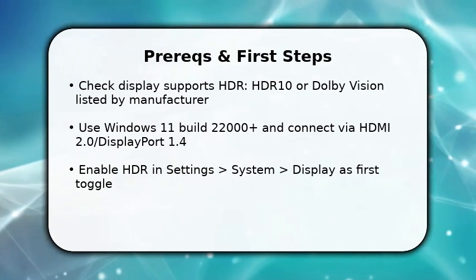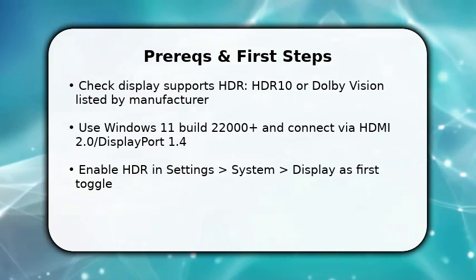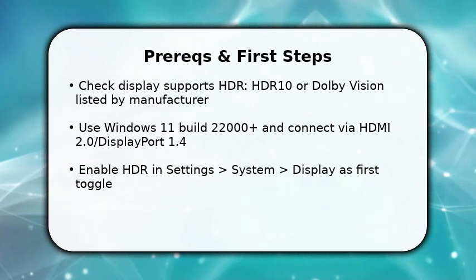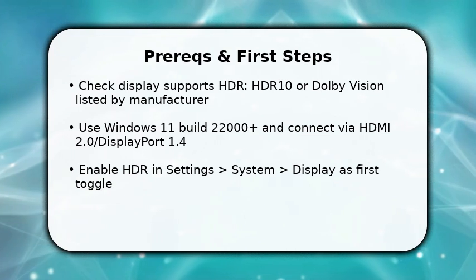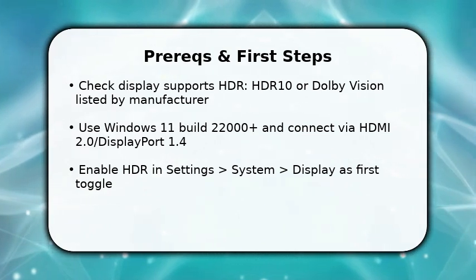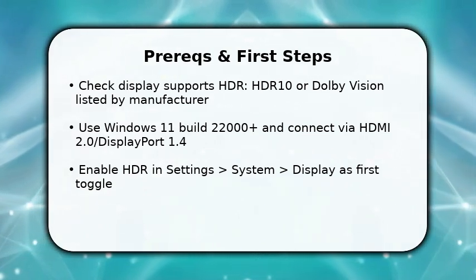Next, open Settings, go to System then Display, and flip the HDR toggle on for the active display. Doing this first ensures color pipeline and metadata reach the screen correctly and prevents later tone mapping issues.